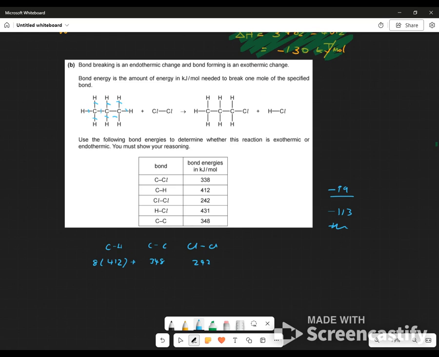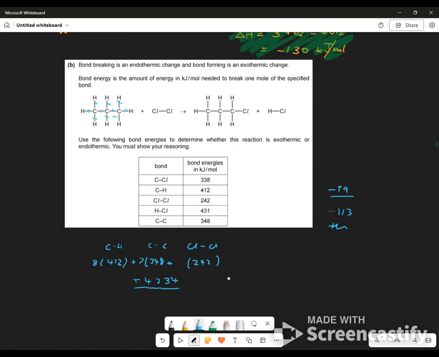2 CC bonds. So there's 2 in there. And there's one ClCl. Okay, so the energy in should be this. 8 times 412 equals that, plus 2 times 348, plus 242. I get the energy in is 4234. That's endothermic, because that's the energy in.